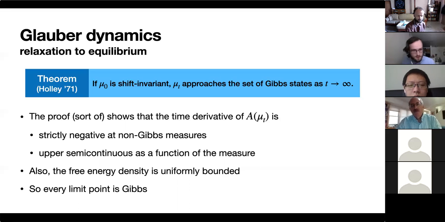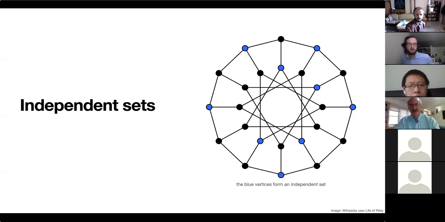Okay, so that's the end of the first section on Ising model related things. I have a few more slides on what I call the motivating non-amenable example. Okay, so the last few slides are going to be on independent sets and the independent set problem.